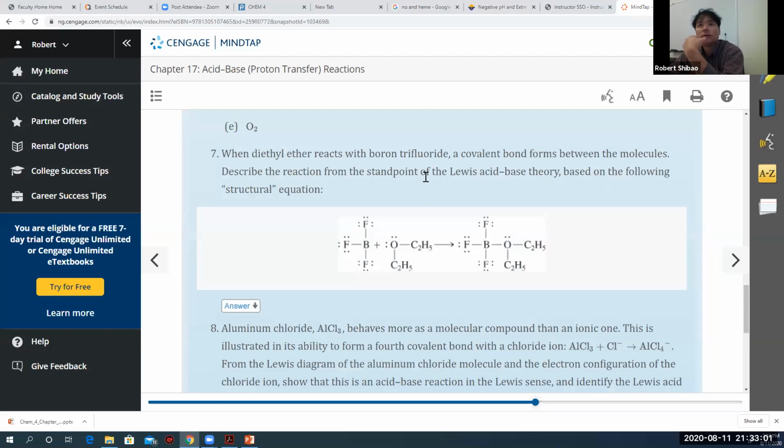When diethyl ether reacts with boron trifluoride, a covalent bond forms between the molecules. Describe the reactions from the standpoint of Lewis acid base theory. From the standpoint of Lewis acid base theory, we use little arrows to indicate. And so here's a lone pair from the Lewis base being donated to the Lewis acid. In a way, it's partially donated. It's not completely. And so it's going to form this bond here.